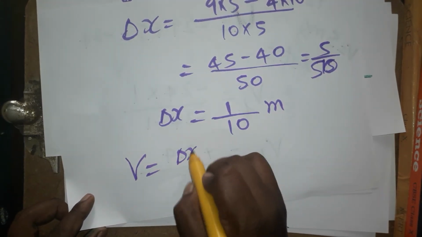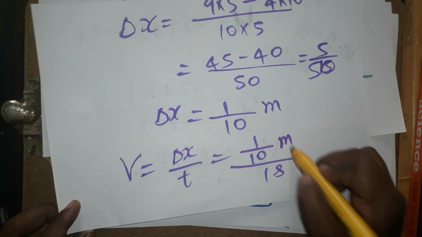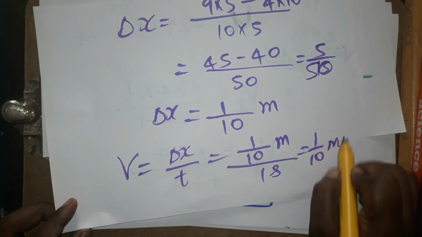Velocity is equal to change in distance by time period. Change in distance is 1 divided by 10, time period is 1 second. So we will get 1 divided by 10 meter per second.